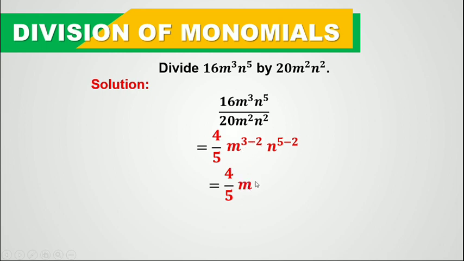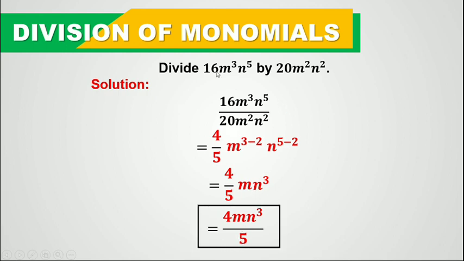So 3 minus 2, that's 1. So we're not going to write 1 anymore. And then n, 5 minus 2, that's 3. So n cube. And then you're going to look at the exponents of these variables. If the exponents are all positive, then we're going to write that in the numerator. So we write it in the numerator of the numerical coefficient, which is 4. So the final answer would be 4mn cube over 5. So this is the final answer for this particular question.